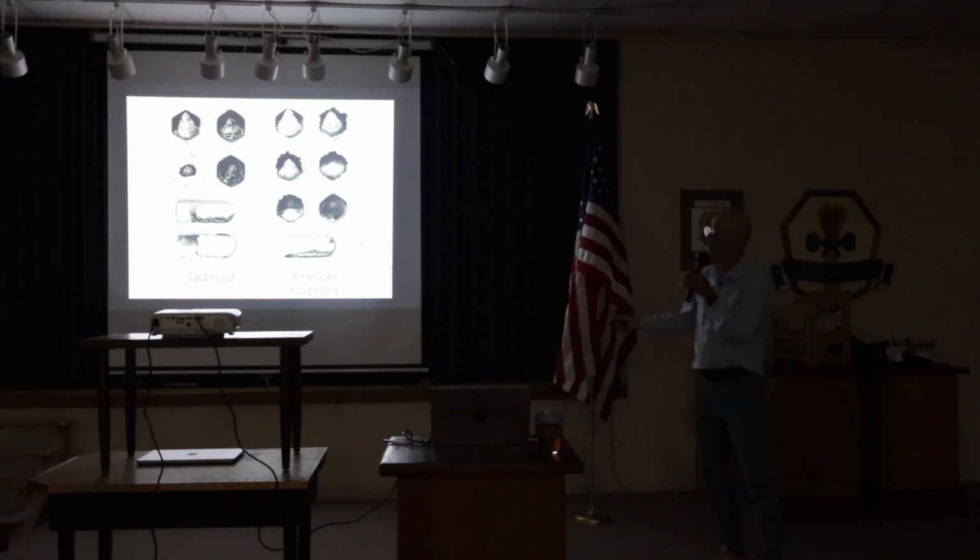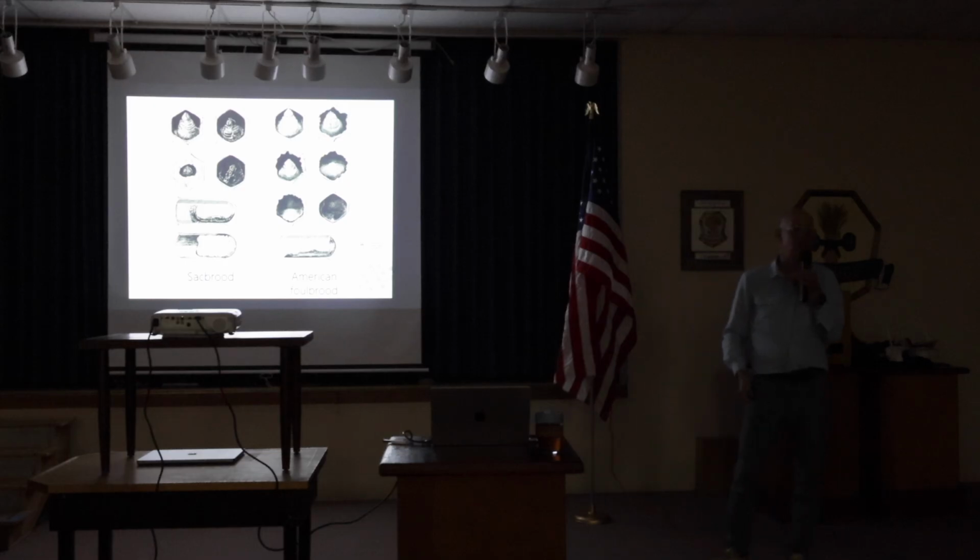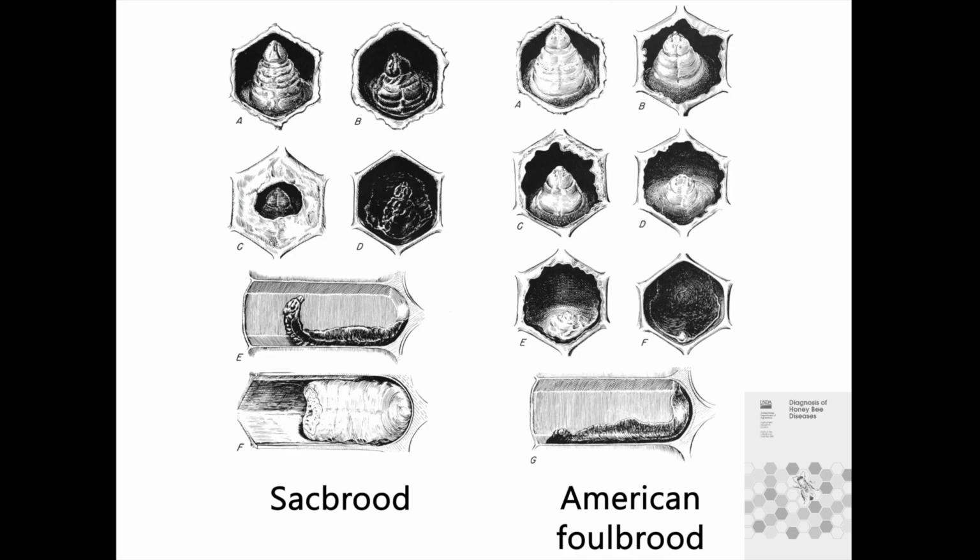Sac brood looks like American foul brood. It's the one that you're going to be confused with the most. It kills at the exact same stage, so it's when the larva has laid down in the cell. Sac brood is very common, doesn't really impact colonies all that much, but it can be confusing.